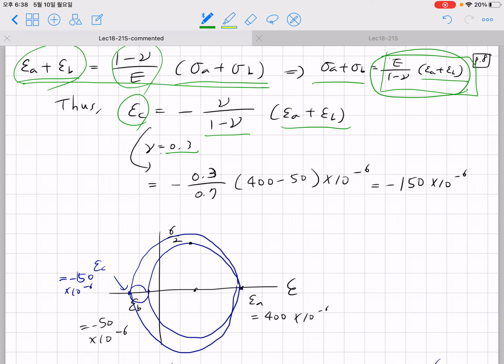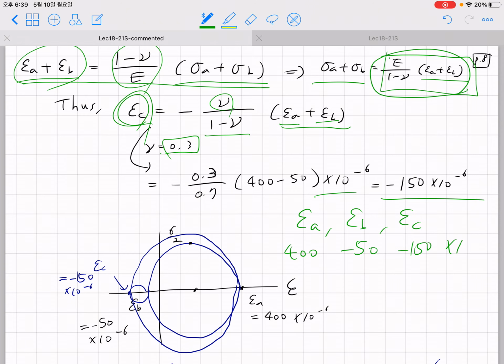So if you plug in 0.3 for nu, and plug in 400 and negative 50 multiplied by 10 to the negative 6, you realize that epsilon C is minus 150 multiplied by 10 to the negative 6. Okay, so with this, you can identify epsilon A, epsilon B, and epsilon C. This one is 400, this one is negative 50, this one is negative 150, and you have this unit.